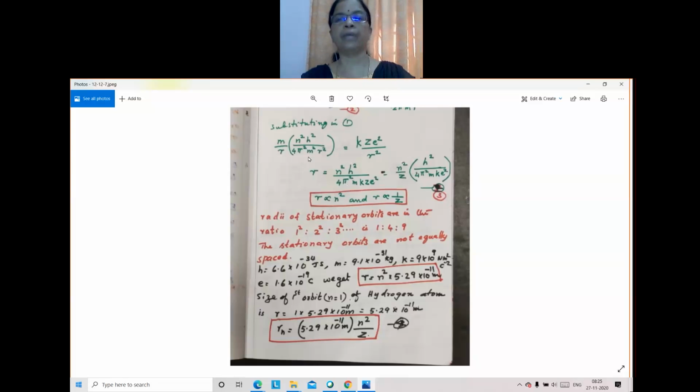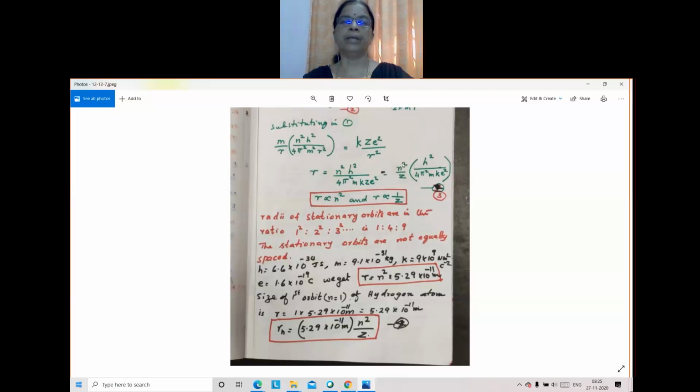അതല്ലെങ്കിൽ നമ്മൾ ഇതുപോലെ ഡിറൈവ് ചെയ്യണം. mv square by r equal to 1 by 4 pi epsilon 0 z square by r square, പിന്നെ mvr equal to nh by 2 pi. അതിന് v എടുക്കുക, എന്നിട്ട് v സ്ക്വയർ എടുത്ത് ഇക്വേഷനിൽ കൊടുക്കുക. അതിലും നല്ലത് ഈ r ബൈ ഹാർട്ട് പഠിച്ചിട്ടാണെങ്കിൽ എളുപ്പമായിരിക്കും. r equal to n square h square by 4 pi square m k z square. So n is depending upon the orbit. Radius will be different. First orbit n equal to 1, n equal to 2 എന്ന് പറയുന്നത് വേറെ ഓർബിറ്റ് ആവും.